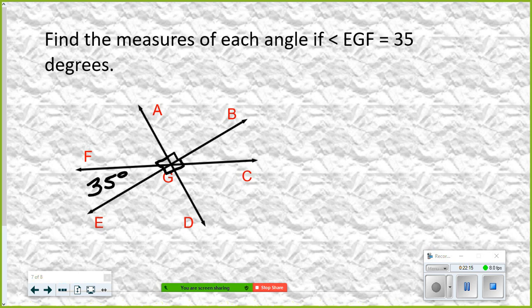So who can tell me another angle in that picture? Tell me any angle you want. Matthias? Okay, how much is BGC? Yeah, so this angle and this angle are vertical, right? So Matthias said this one's also 35 degrees because they're across from each other. So that's why we need to learn the angle relationships and know that those are vertical.